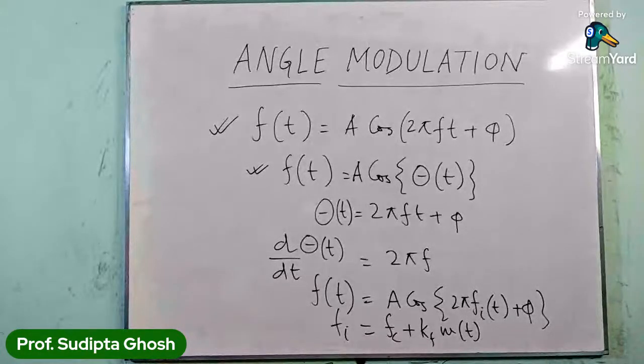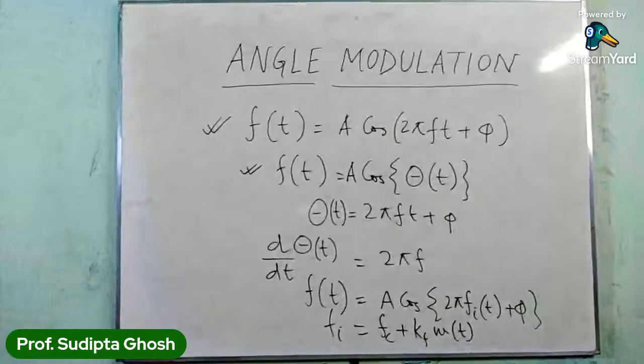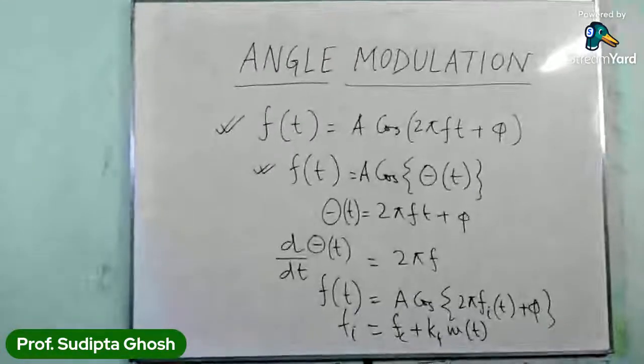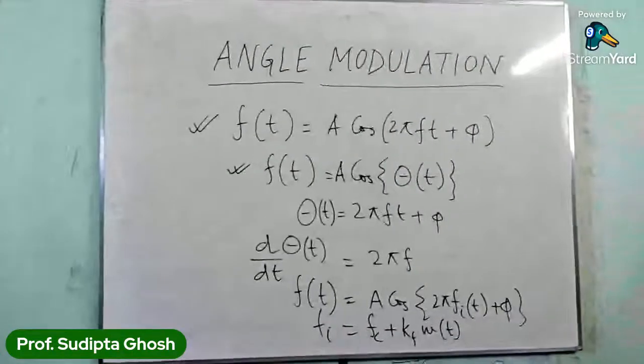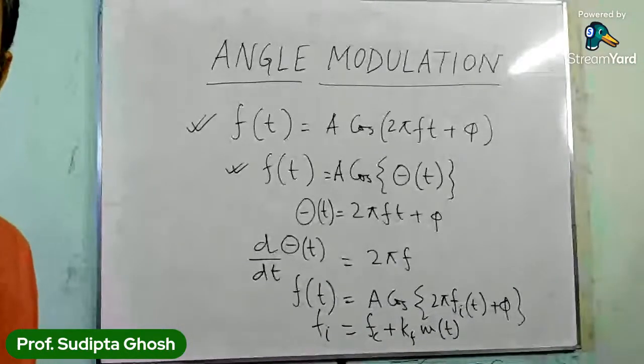Now here I have used the term kf. Actually, kf is a constant whose value depends upon the modulating system, and which determines how many hertz of frequency change one gets for each volt of modulating signal. Okay? Is it okay till now?